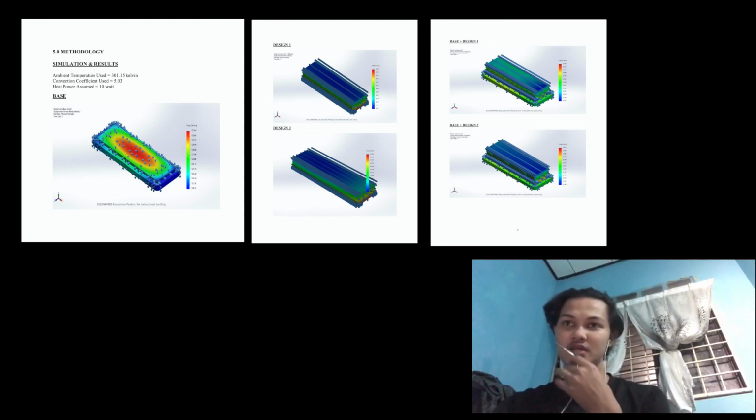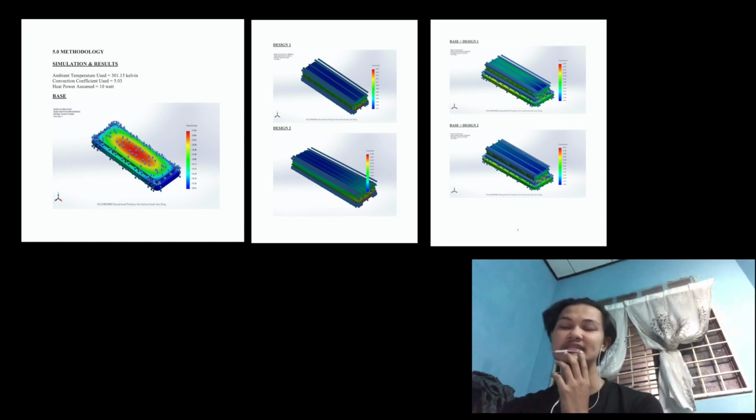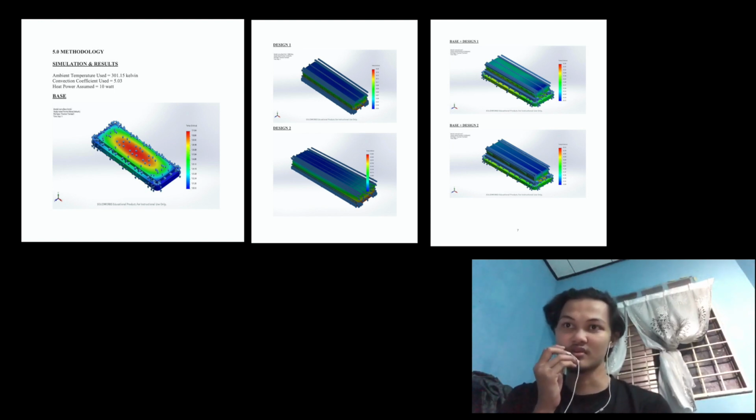Okay, Assalamualaikum. So I will present about methodology. Okay, first of all, for this project, we assume ambient temperature used 301.15 Kelvin, convection coefficient used 5.03, and heat power assumed 10 watt. Okay, we use SolidWorks simulation to get the minimum temperature and maximum temperature for this project.